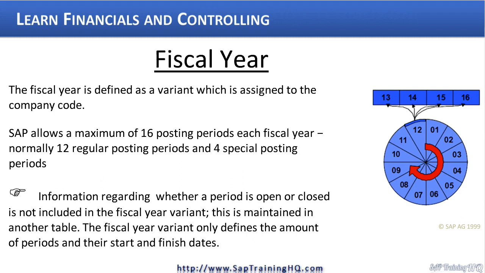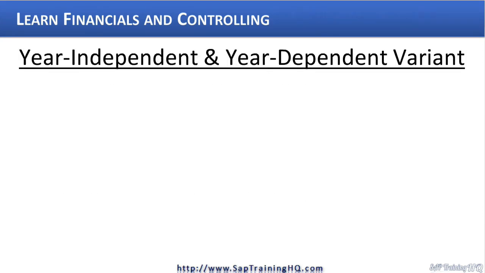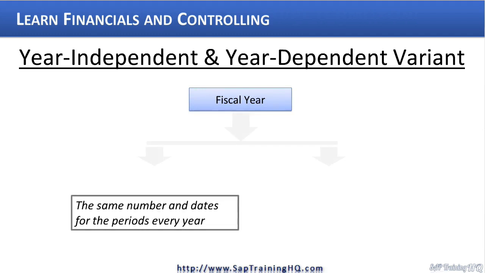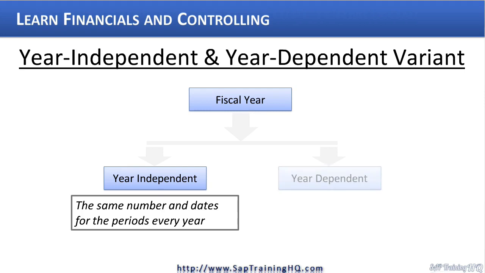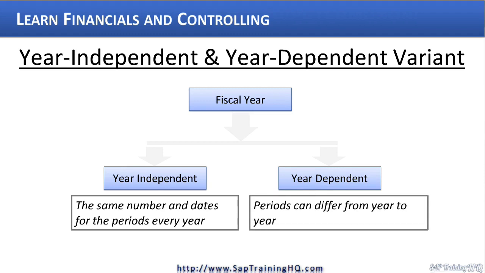Next, let's understand a little more about the year-independent and year-dependent variants. If each fiscal year of a fiscal year variant uses the same number of periods, and the posting periods always start and end on the same day of the year, the variant is called year-independent. A fiscal year variant has to be defined as year-dependent if the start and end dates of the posting periods of some fiscal years will be different from the dates of other fiscal years, and/or if some fiscal years shall use a different number of posting periods.